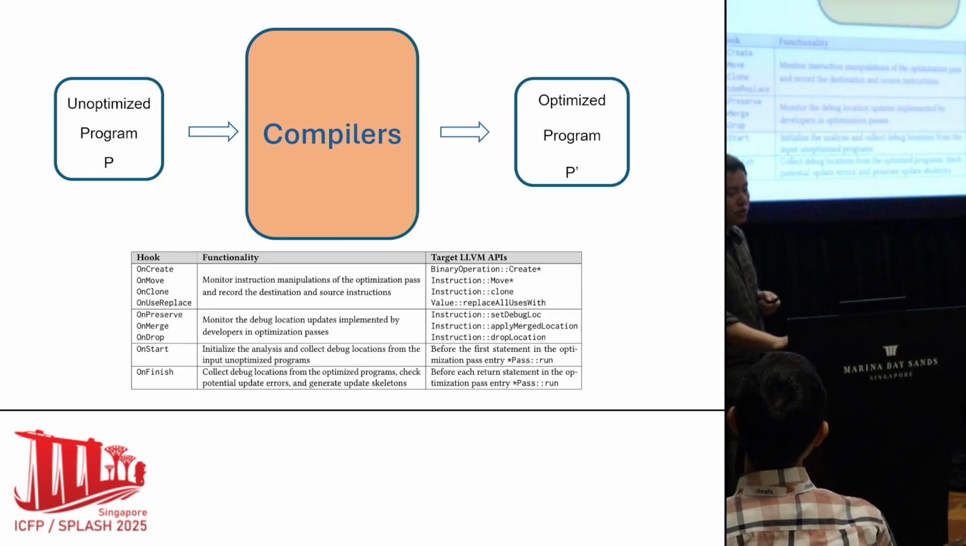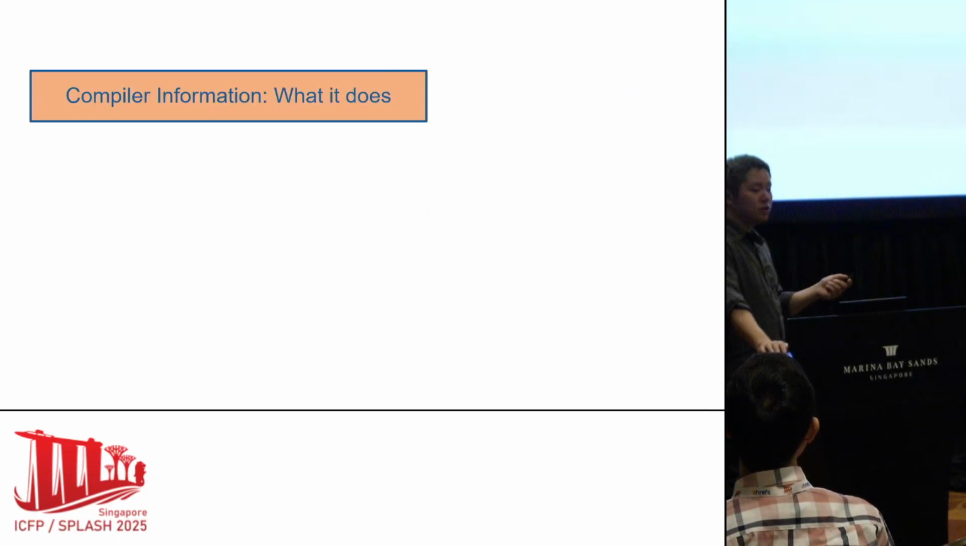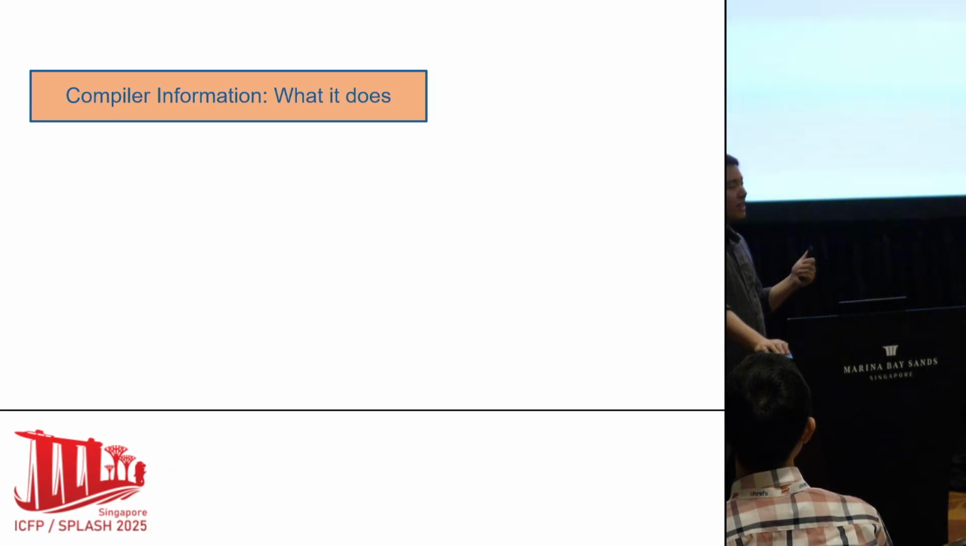So to sum up the discussion so far, we have briefly discussed that it is possible to instrument your compiler and obtain two types of information. The first type of information corresponds to instruction manipulation. The second type corresponds to debug information updates.